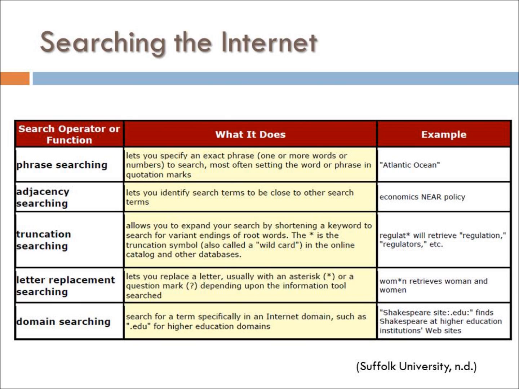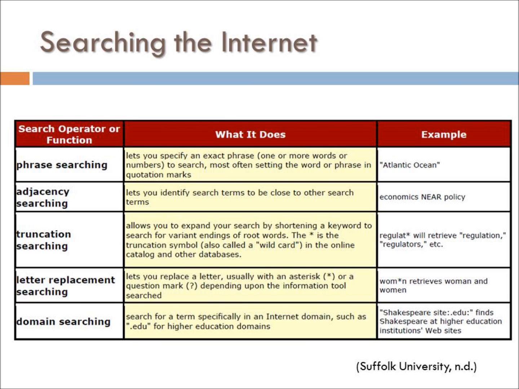The next one is truncation searching, and that allows you to use a symbol, most often the star symbol, as a wildcard. In this example, it gives you the word regulat with a star symbol, and it shows you that it will retrieve regulation, regulators, anything that has that prefix of the word.